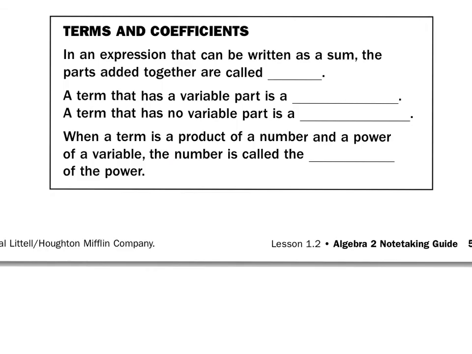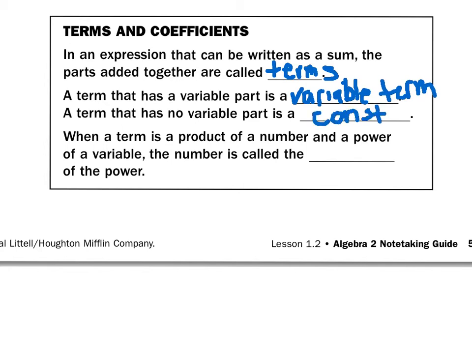Okay, terms and coefficient. An expression that can be written as a sum, the parts added together, remember, are called terms. A term that has a variable part is a variable term. And a term that has no variable part is a constant. When a term is a product of a number and the power of a variable, the number is called the coefficient of the power.